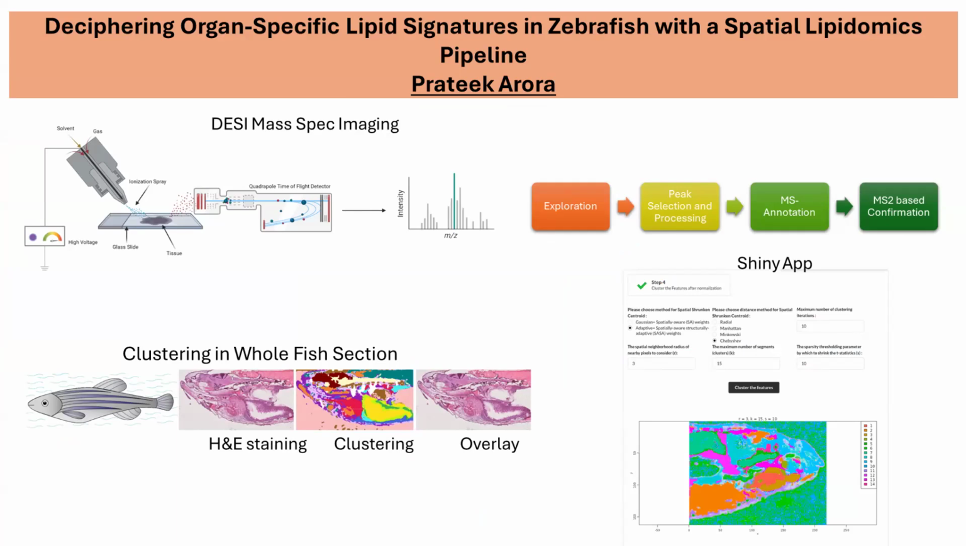Hi, everyone. So I'm going to be presenting a pipeline for DESI-based mass spec imaging, wherein I use various packages from Bioconductor for exploration, peak selection, and processing, and then annotate using especially the packages for mass spectrometry, and then finally confirm them with MS2 confirmation. So this is just an example of how the data would look. You would have an H&E staining and how the different organs can be clustered. And the overlay is not displaying properly here, and then finally I'm developing this as a Shiny app to help users as a graphical user interface as well. Thank you.